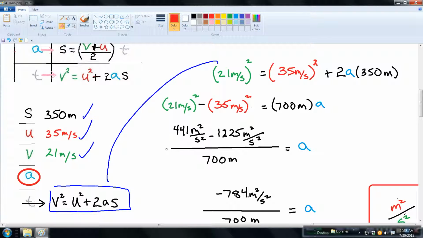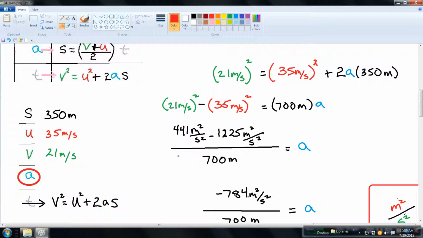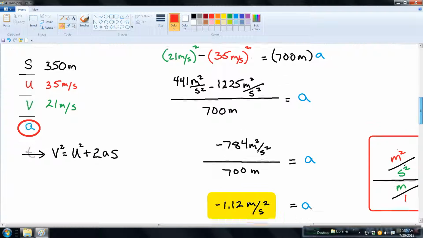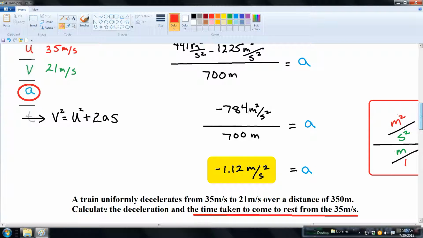We'll go up here and plug in the information we have. We've got the v, we've got the u, we've got the displacement. We're going to fill it all in and put your units in. So we've got all our units nicely entered, and we end up with 441 meters squared per second squared minus 1225 meters squared per second squared over 700 meters. Now I want to take some time to show you about the units canceling, because I don't think I did that very clearly in the first problem.